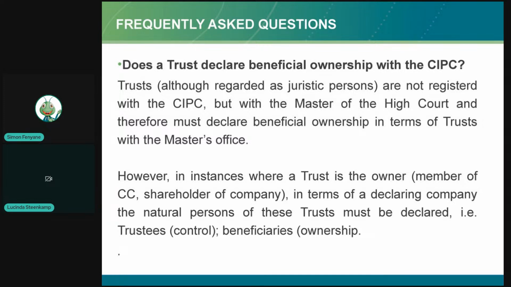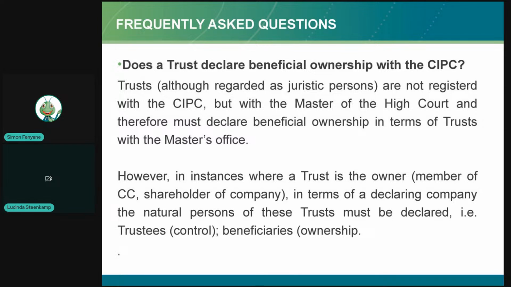Another frequently asked question relates to trust. Does a trust declare beneficial ownership with the CIPC? The answer is no. Trusts, although registered as or regarded as juristic persons, as I've mentioned before, are not registered with the CIPC. They are filed with the Master of the High Court, and they must declare their beneficial ownership in terms of the trust with the Master.